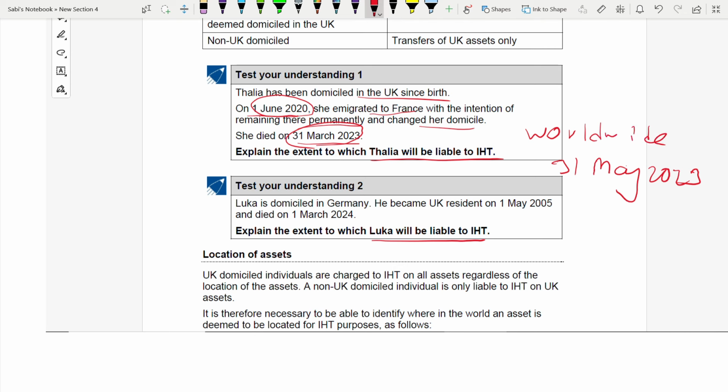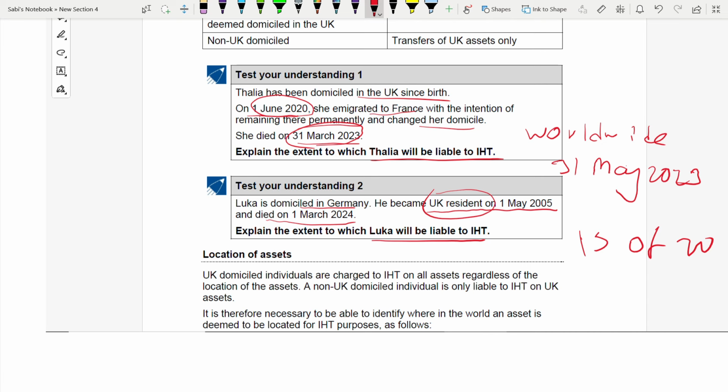Second situation, Lucia is domiciled in Germany, UK resident on 1st May and died on this date. Now you have to see which rule this is. The moment they mention UK resident, it is long-term residence. You have to see whether they were long-term resident or not. Situation number 2. For how many years was she UK resident? She has to be UK resident for at least 15 of the previous 20 tax years for him to be deemed UK domiciled.